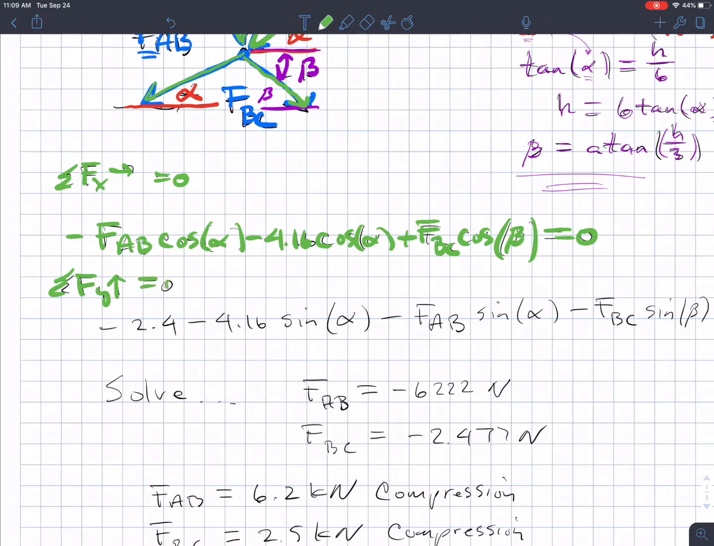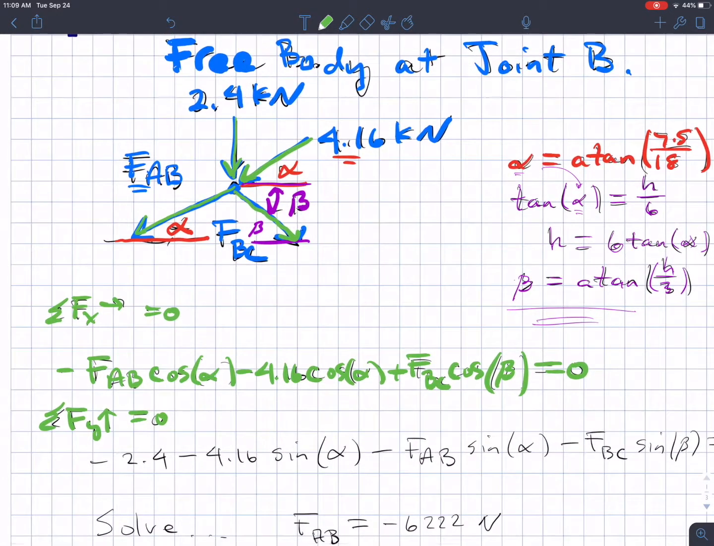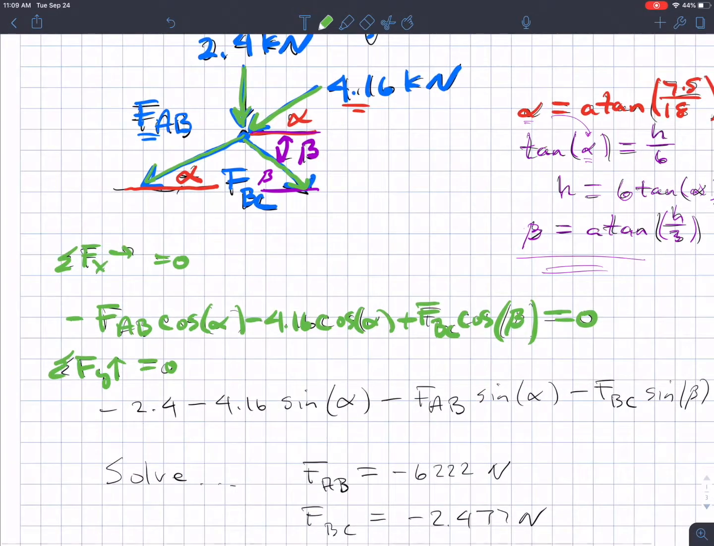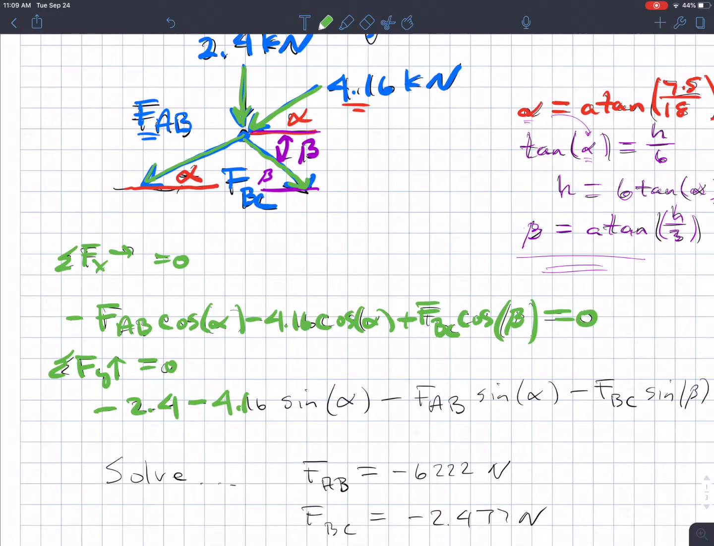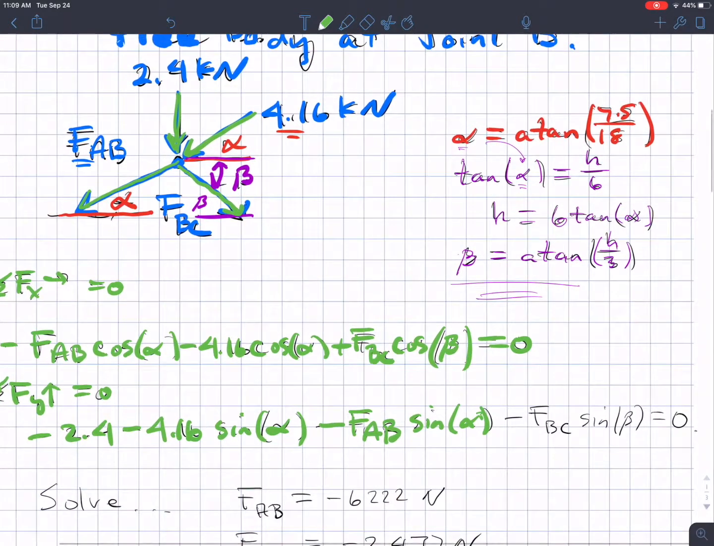And we do the same thing for the sum of forces in the y direction. For the y direction, we have this minus 2.4 working down. Then we have the 4.16 working down. We take the sine of alpha to get the y component. And for FAB, that's also working down, so it's a minus sign. And finally we have minus FBC, that's working down, sine of beta. All of that is equal to 0.